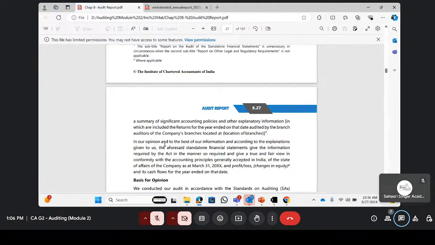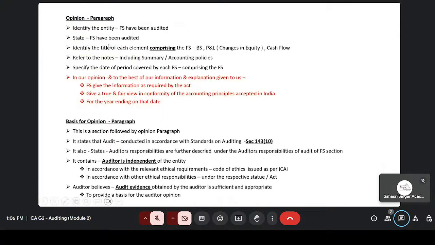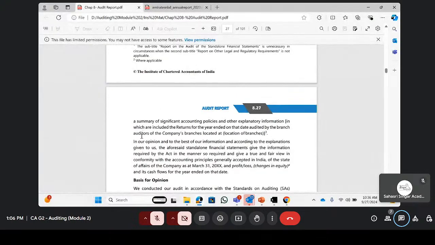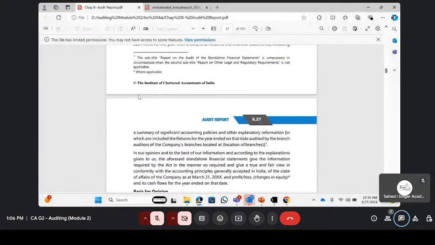In our opinion, to the best of our information and explanation given to us. See the paragraph. I'm showing my PowerPoint simultaneously, so that you'll be able to correlate. See here, identify the entity. In our opinion, to the best of the explanation given to us, this is the paragraph right now. The aforesaid financial statements give the information required by the Act in the manner so required and give a true and fair view in conformity with the state of affairs of the company. So these 3 points are very critical, which is more important. So this is the entire paragraph. What you are seeing here is the opinion paragraph only, they have explained it here.